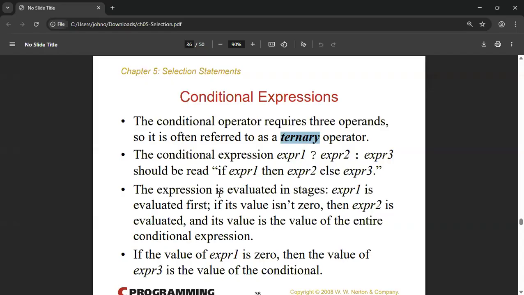Okay, the expression is evaluated in stages. Expression 1 is evaluated first. If it is true, we evaluate expression 2. If its value is not 0, that means it is true. Then we evaluate the second part, expression 2. But if the value is 0, we evaluate expression 3.